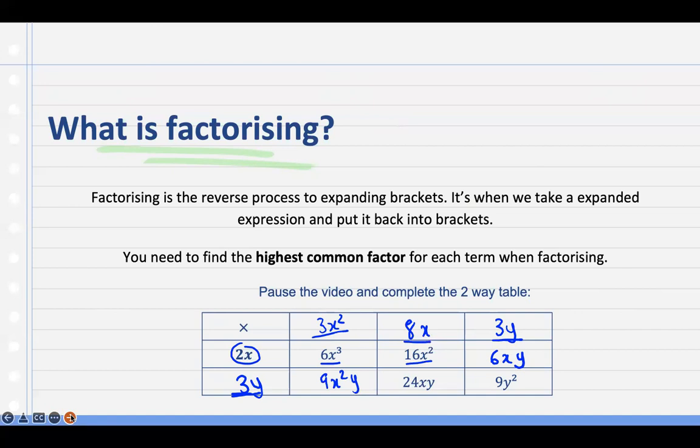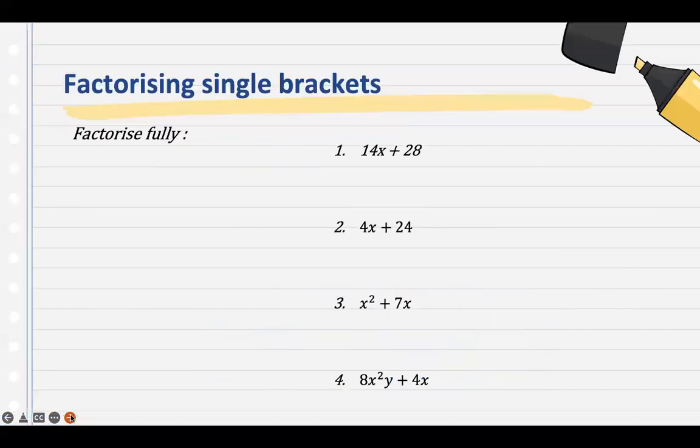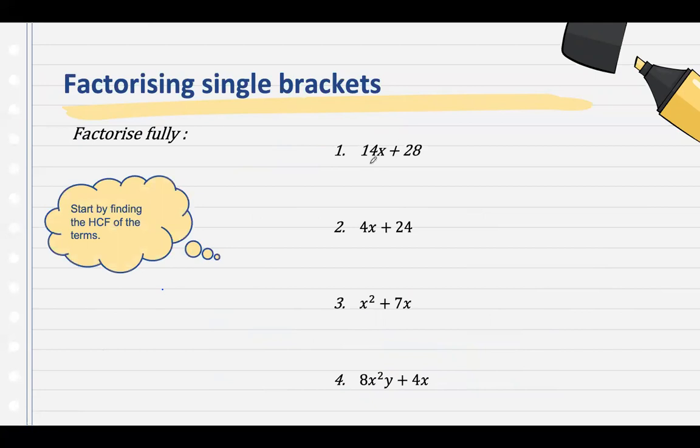So factorizing is basically just the reverse process of expanding. You get an expanded expression, you put it back into brackets. And this is going to really help because you're going to be finding the highest common factor for each term. So here as well, we are looking for the highest common factor of both 14x and 28. And I know the highest common factor between both of those is 14. And so in my brackets, what do I times by 14 to make 14x? Well, that's just x. What do I times by 14 to make 28? Well, that's just 2. So it's going to be 14 and then x plus 2.